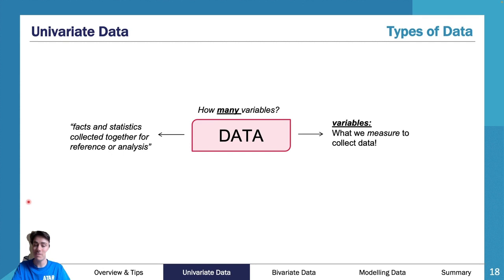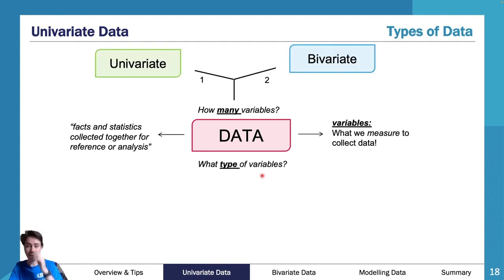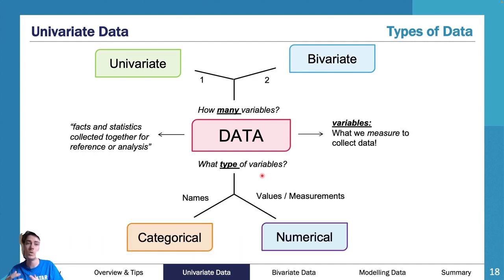And this is where things get a little bit more complicated. So as you can see here, we can discuss, well, if we have univariate and we have bivariate, what if I have two pieces of data, but they're both different? Well, then I can say one of them might be categorical, which is names, and one of them might be numerical, which is your values and your measurements. So from there, what else can we get?